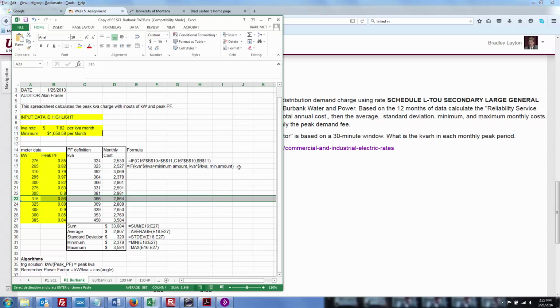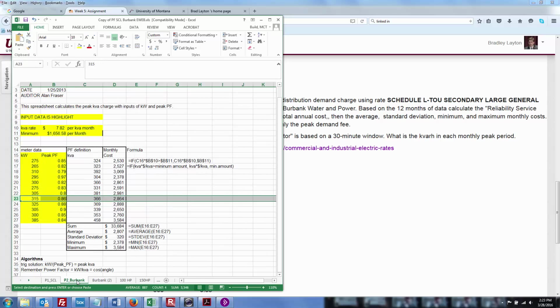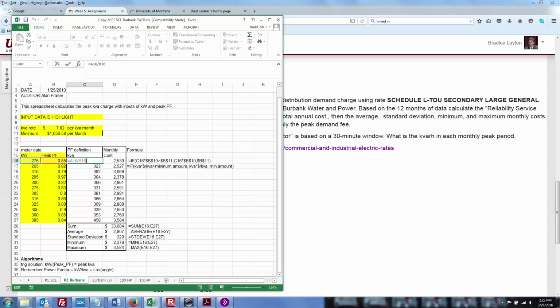Okay, so getting back into Burbank. So this is problem 2, Burbank. A couple different ways to do it. Here are the kilowatt meter data. Peak power factor. The kVA definition is just the power divided by the power factor. And then the monthly cost, let's look where that comes from.